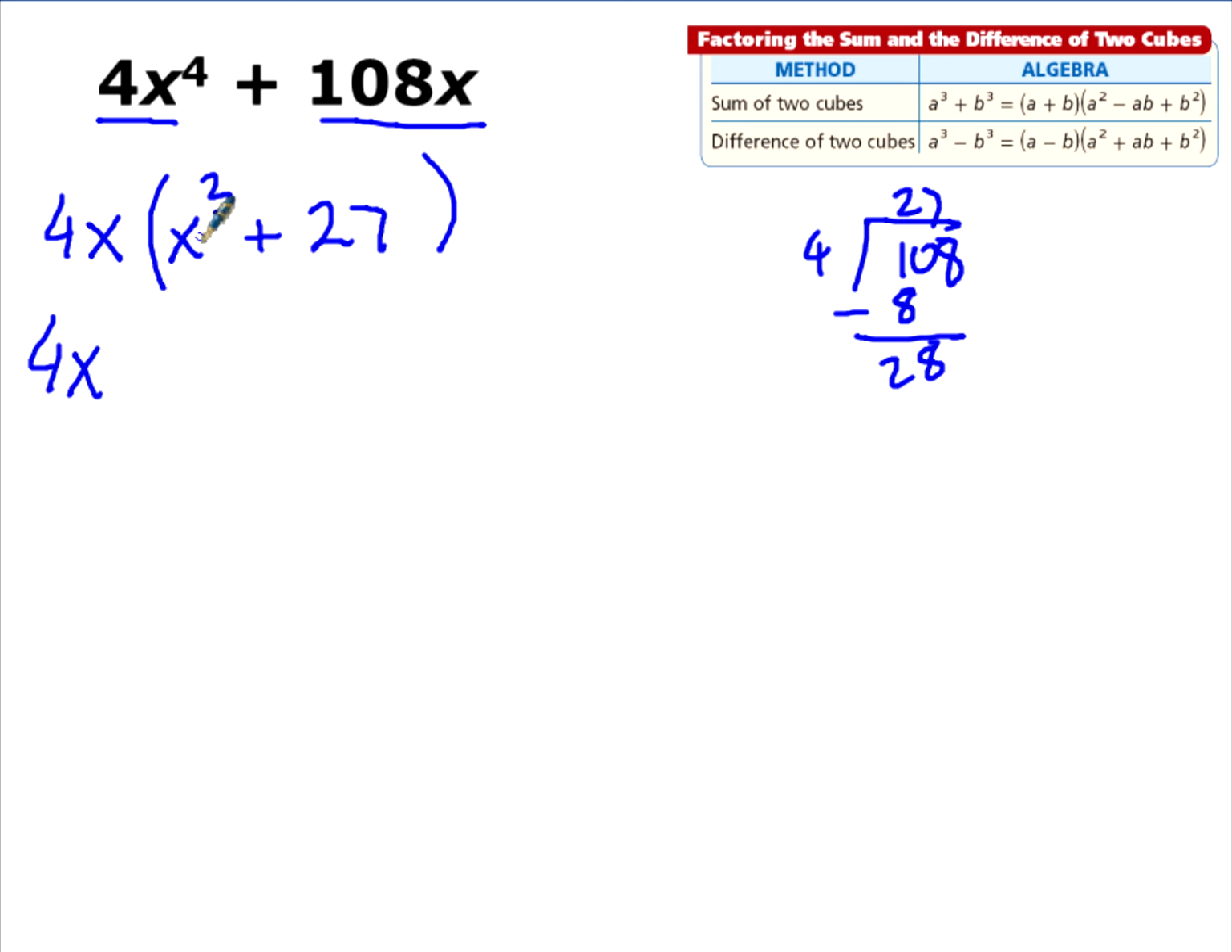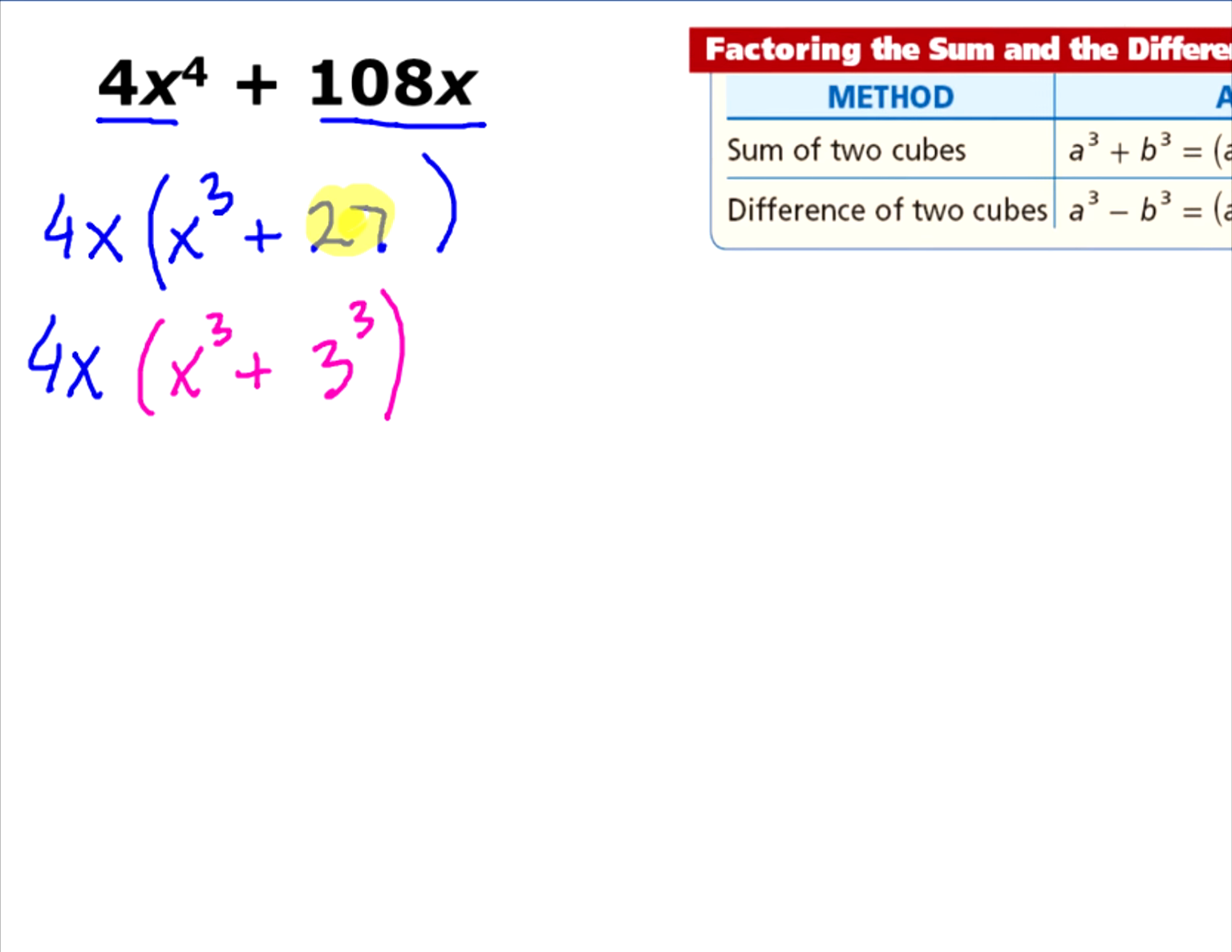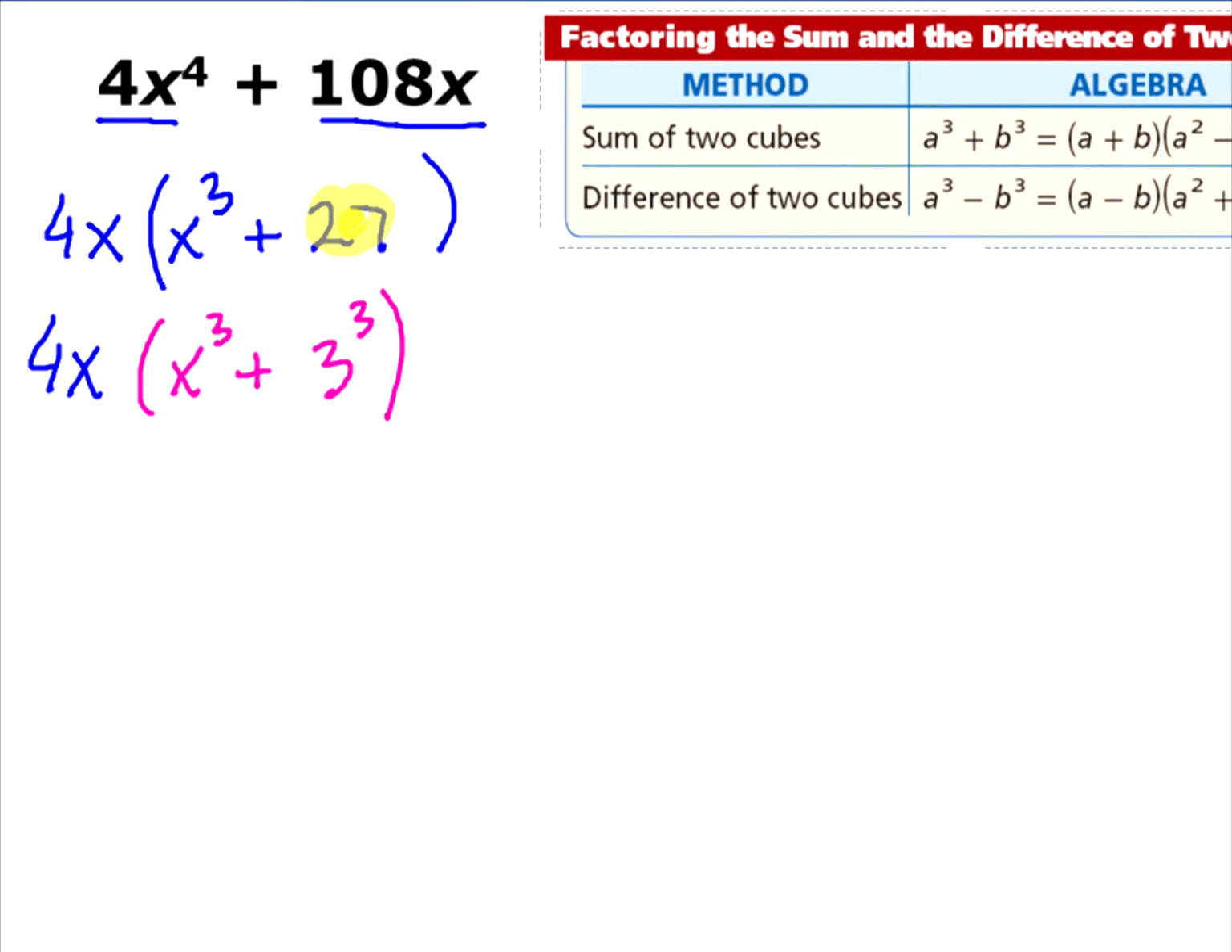Now let's look at that inside. We need to somehow see if 27 could be written as something to the third power. And it can. It's 3 to the third power. So we can rewrite this as x to the third power plus 3 to the third power. And now from here on, let me erase this, we're going to use that formula, sum of two cubes, and I have it here.